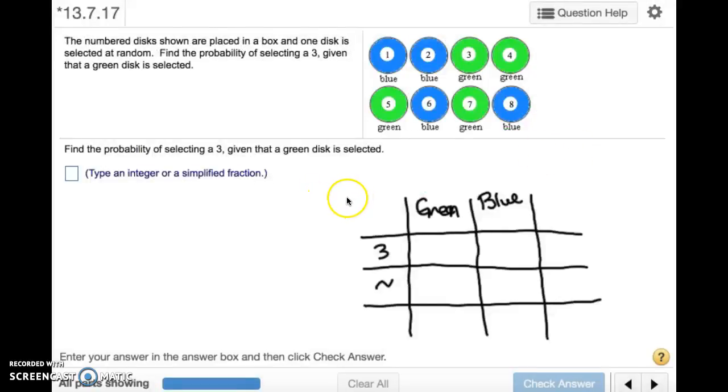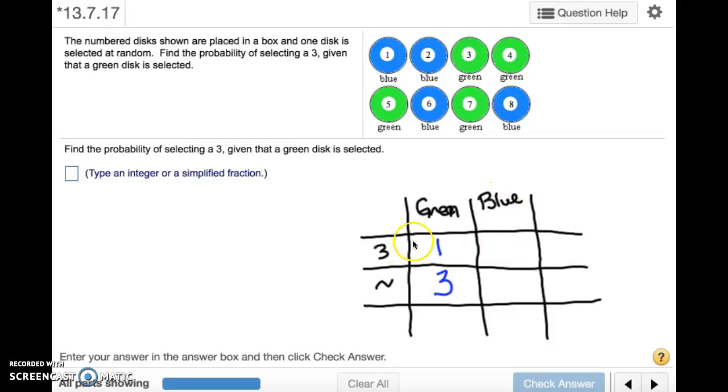Right, so for this example, it says the number of discs are placed in a box and one disc is selected at random. Find the probability of selecting a 3 given that the disc selected is green. So I have my table set up for green and blue, and then the picking a 3 and picking some other number that is not 3. So how many green discs have a 3 on it? Well, there's just one. How many green discs do not have a 3 on it? There are 3 of those.